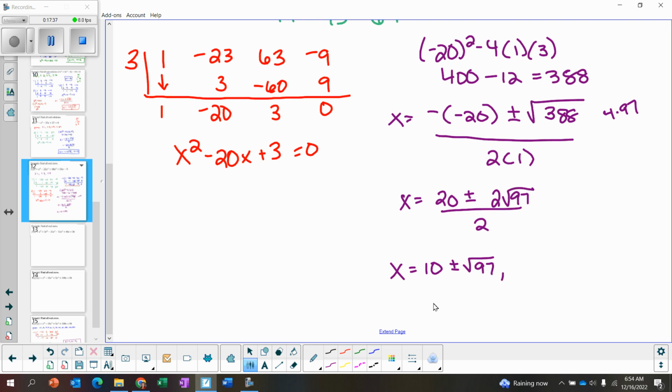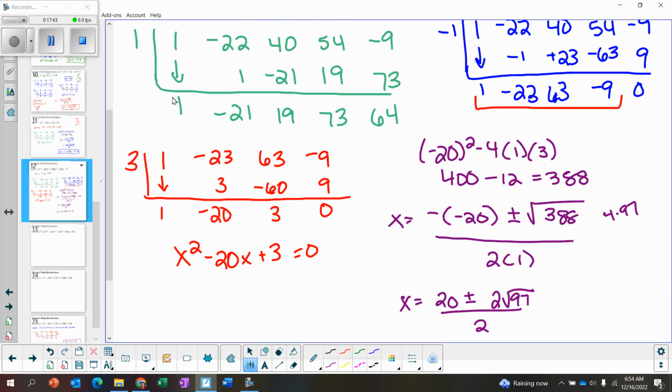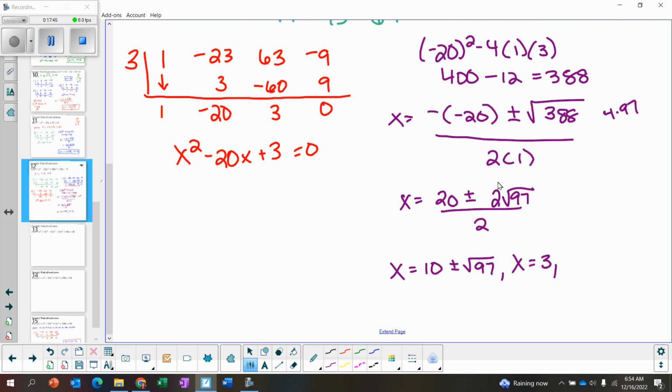And then we have our other ones that work. We had x equals 3 work. And from up above, we had x equals negative 1 work. So those are our 4 solutions to this 4th power.